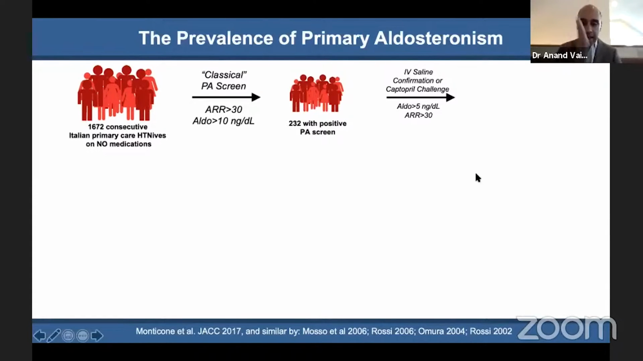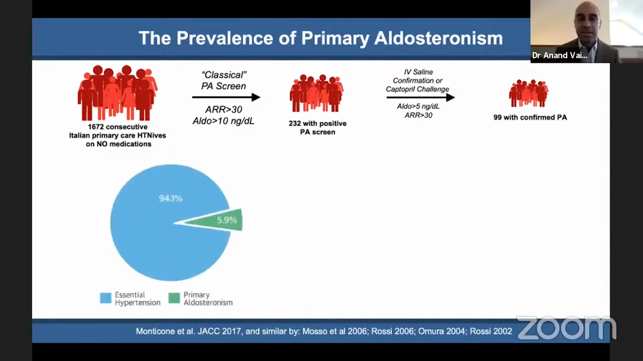And they created, again, a line, positive, negative. It doesn't matter what value they used. What's important is they used a very specific line. And when they did this, 6% of the total hypertensive population had primary aldosteronism, which is a lot of people since, as was reported earlier, over 1 billion people in the world have hypertension.